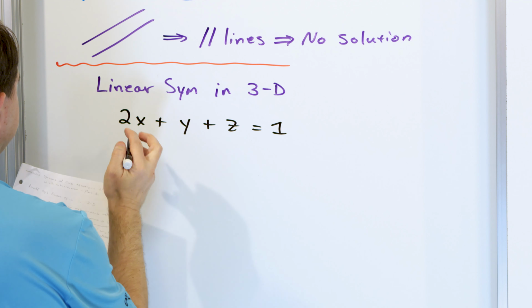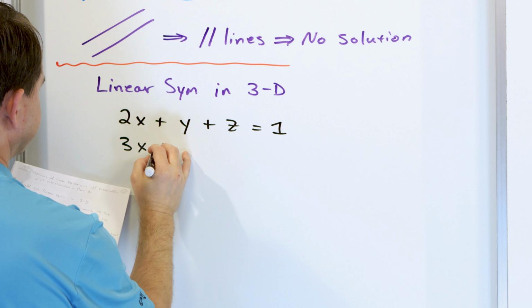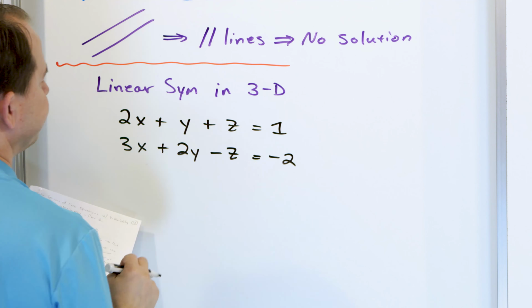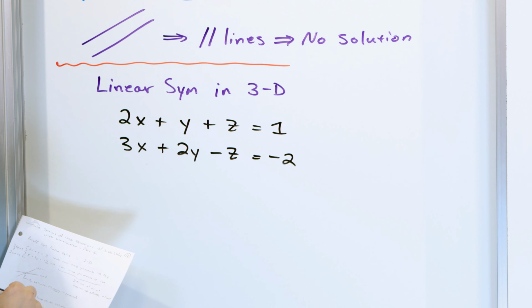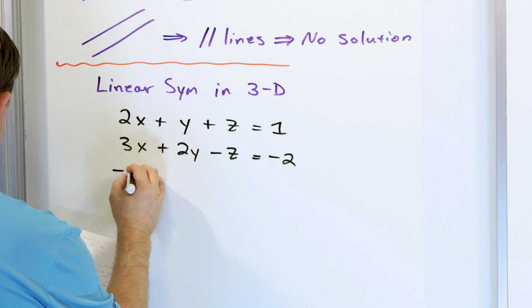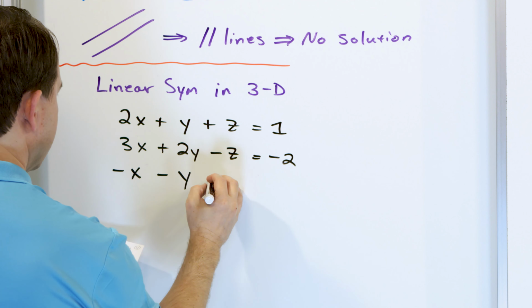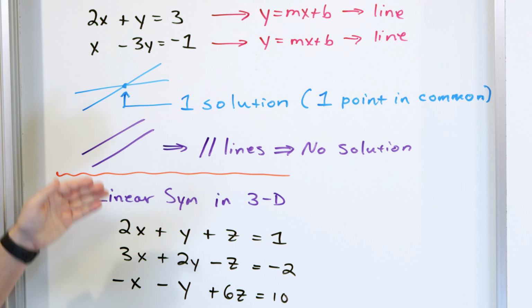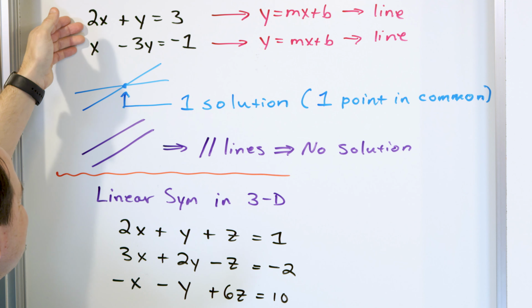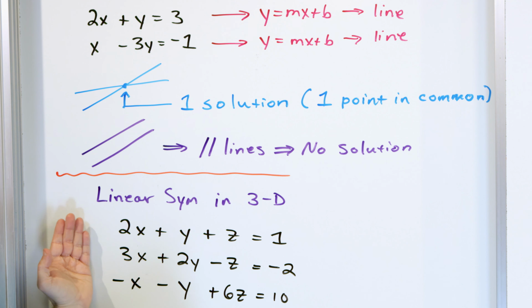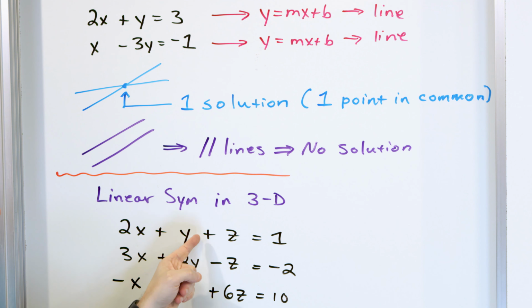All right, so I can have another equation underneath it, 3x plus 2y minus z is equal to negative 2. That's another equation there in the system. And then I have a third equation, let's say negative x minus y plus 6 times z is equal to 10. So I have three equations. Notice up here I had two equations and two unknowns. That allows me to solve this system. Notice here I have three equations, and I also have three unknowns, x and y and z.